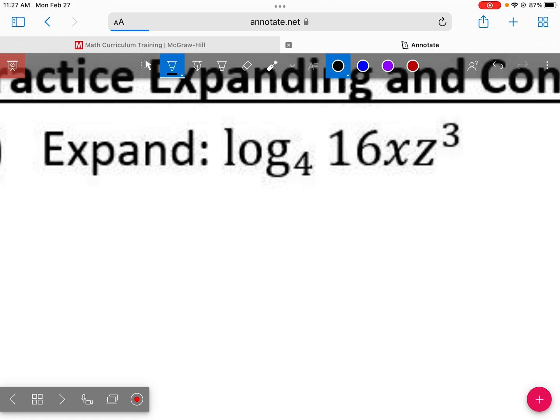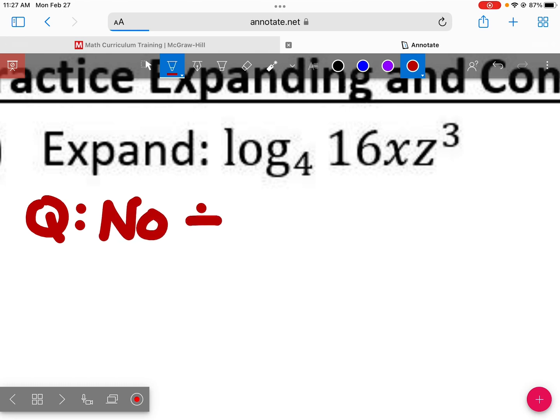Help me expand number 1. What's the first step we look for when we are expanding, like on the bell work? Quotient property. What do we look for to know whether or not we need to use the quotient property? Look for division. Is there division? Nope. No division. So we're going to skip this step.